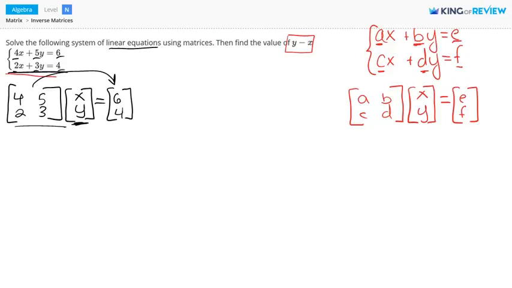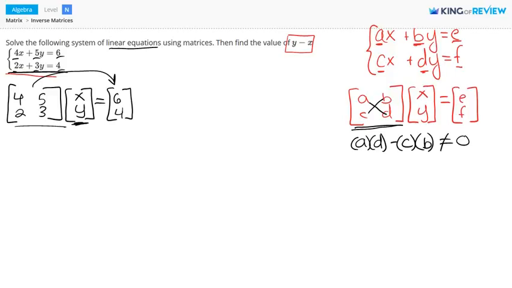So how do you find the determinant? Well, if we look at this one here, the determinant is the product of the entries in the main diagonal minus the product of the entries in the other diagonal. So we have a times d minus c times b. Now, if this is equal to 0, then the matrix does not have an inverse. But if it's not equal to 0, which is what we want here, then it does have an inverse.